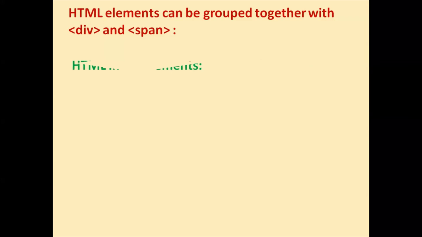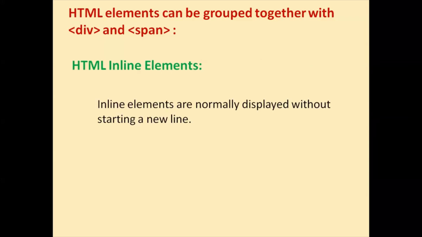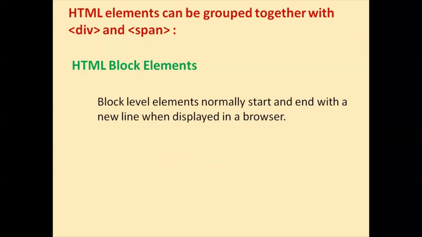So, the description part: HTML inline elements are normally displayed without starting a new line. Examples are anchor tag, B tag, image tag, td tag. And HTML block level elements normally start and end with a new line when displayed in a browser. This is the only difference between block level elements and inline elements. So span tag comes under inline elements and div tag comes under block level elements. We will discuss those two elements in the next slide.